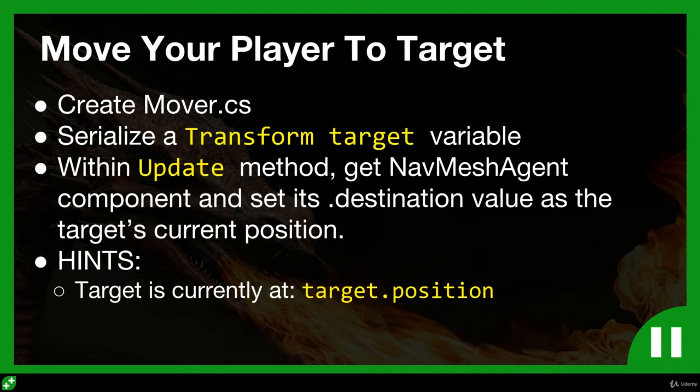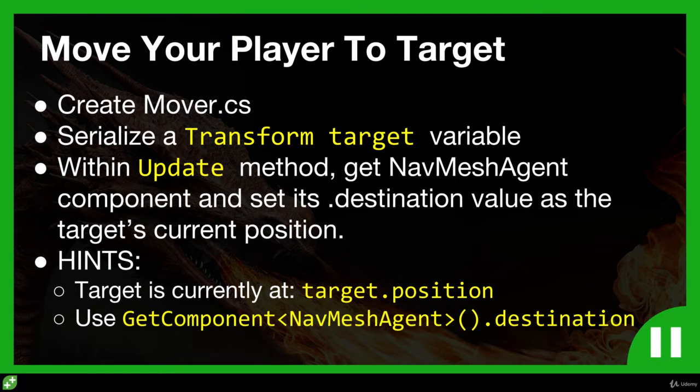The hints are, the target is currently at target.position, and we use GetComponent NavMeshAgent .destination. So basically you're assigning the value of target position to the nav mesh agent's destination. And just as one last clue, you may need to add the UnityEngine.AI namespace. Okay, so there's enough clues in there that you should be able to piece it together pretty straightforwardly.